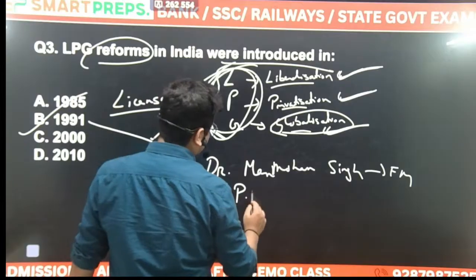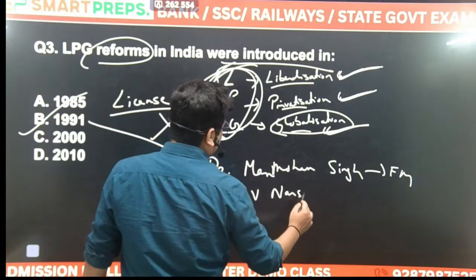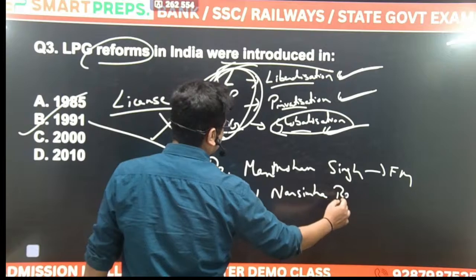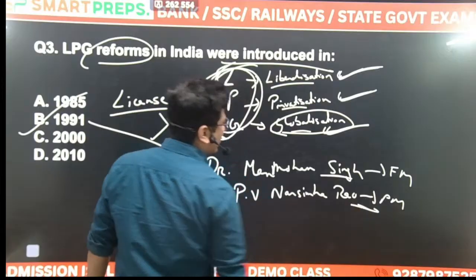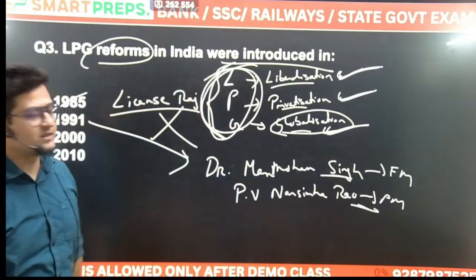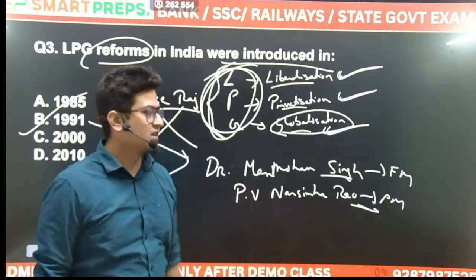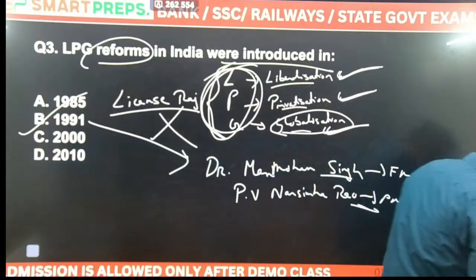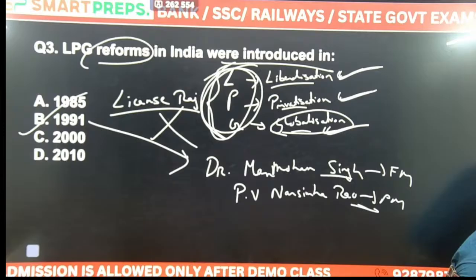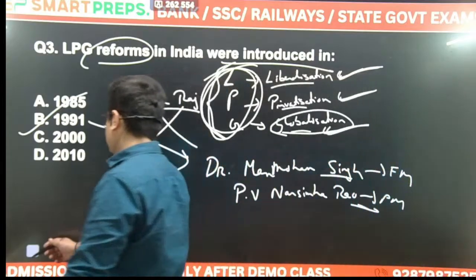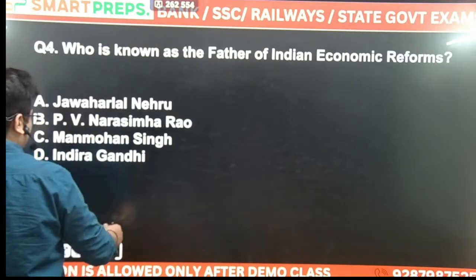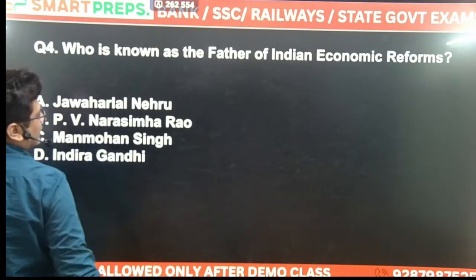At that time, who was the Prime Minister? It was P.V. Narasimha Rao. P.V. Narasimha Rao was the Prime Minister. It was his idea, and under the implementation of the then Finance Minister, Dr. Manmohan Singh. Okay. Yes, 8th 5-year plan, LPG reforms introduced in 1991, Manmohan Singh. Okay, good. 1991 LPG reforms were introduced in India. Next, who is known as the father of Indian economic reforms?